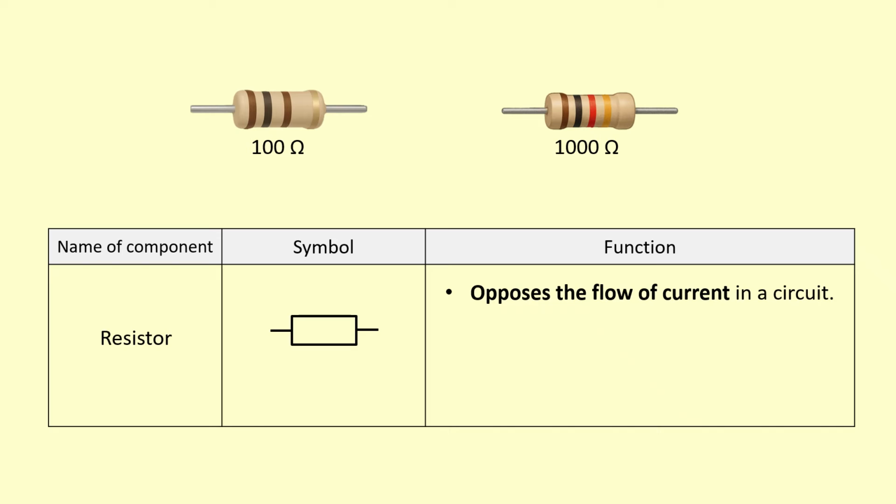Okay, so if I apply the same voltage, you'd get a tenth of the current for the 1000 ohm resistor because it's more difficult for the current to flow through it.